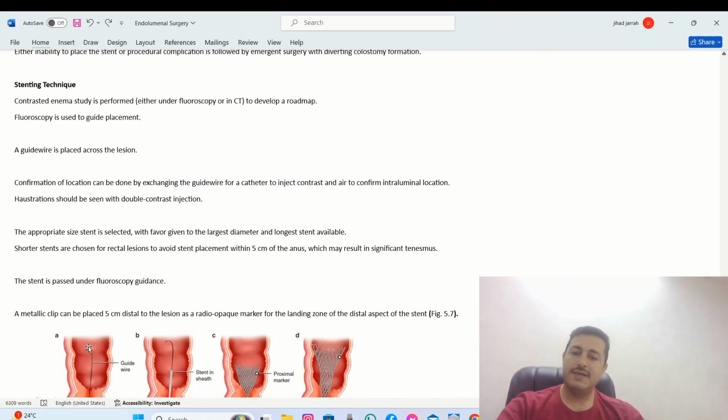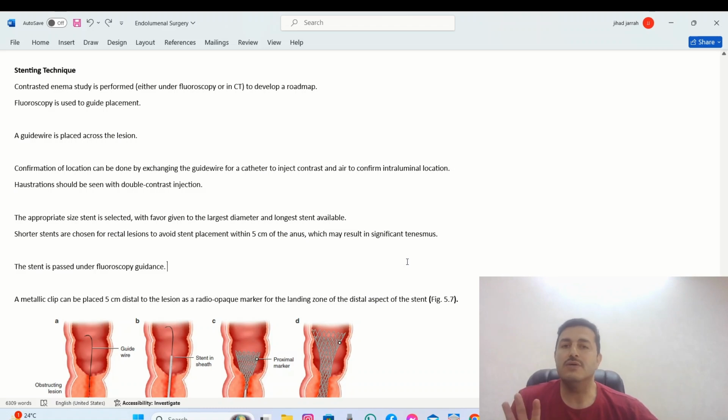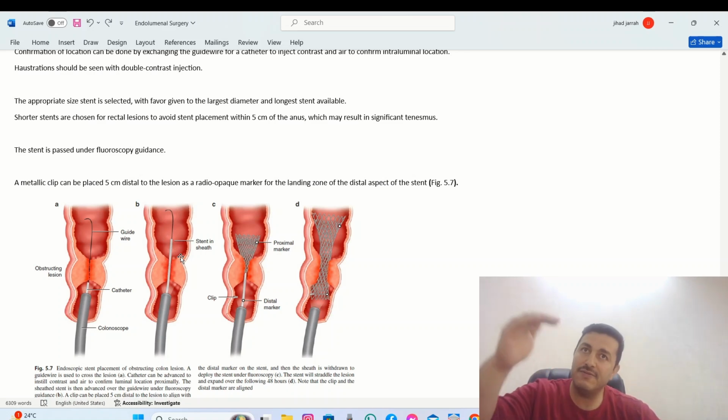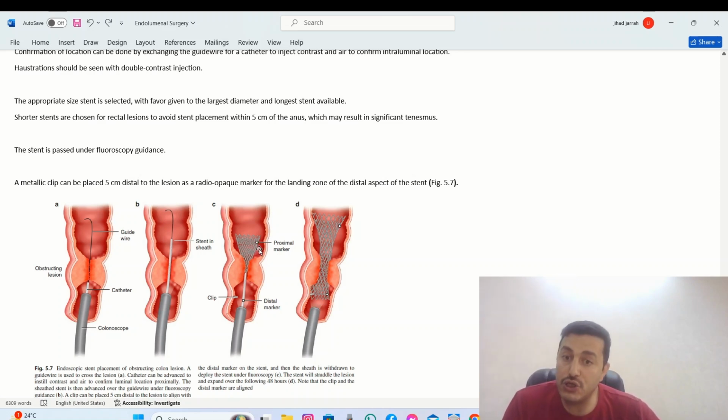Okay, the technique of stenting. Regarding the technique, we said we should start with a contrast study, either contrast enema, fluoroscopy or CT, to check that the contrast can travel through this obstruction. And our insertion should be under fluoroscopic guidance. We use the longest, widest stent that we have, and as you see in this picture, first we insert the guide wire, over it we insert the stent in a sheath, and it's preferable to go 5 centimeters distal from the lesion, and there will actually be a clip here that will tell us that we reached the 5 centimeters proximal to the lesion.